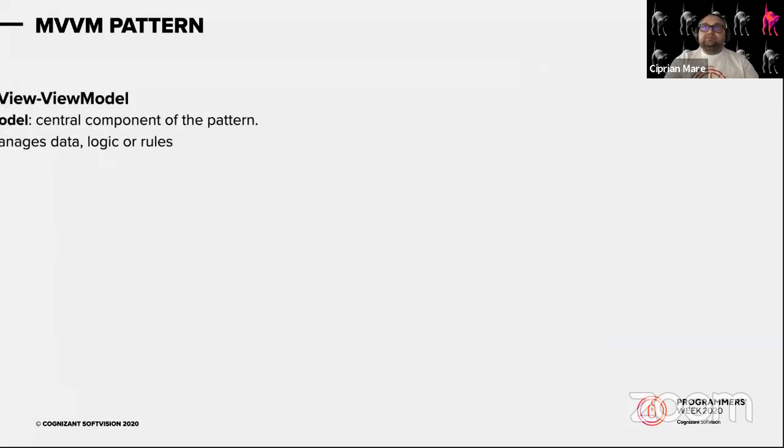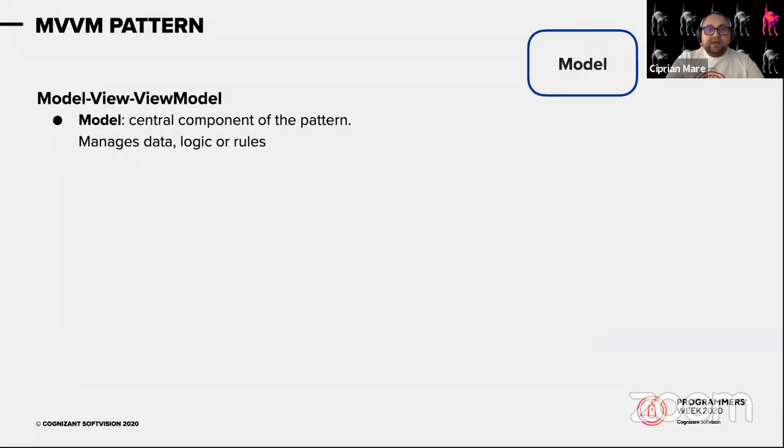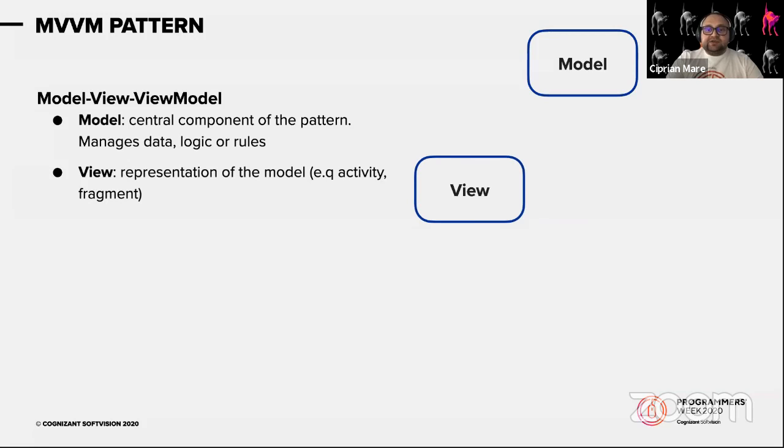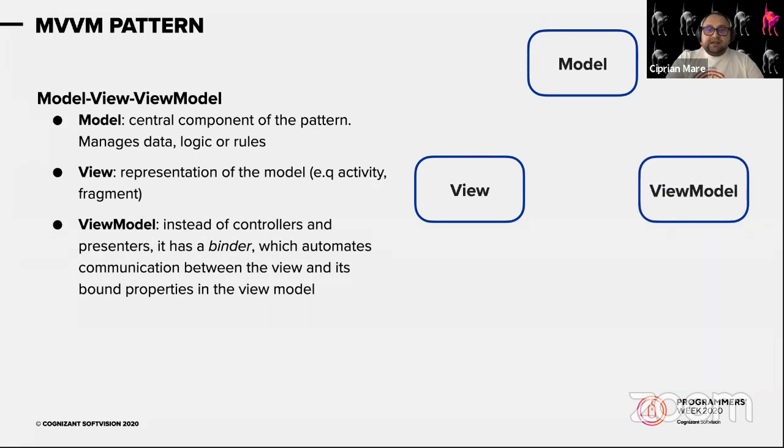Next, let's take a look at Model View ViewModel. Also in this case, the model is the central component or the brain of the architecture. The model manages the data or the APIs and contains the business logic. The view is a visual representation of the model data in a predefined format. For MVVM, the view can be activities, fragments, or even native views. The view model, like the controller or the presenter, is a glue which ties the view with the model.